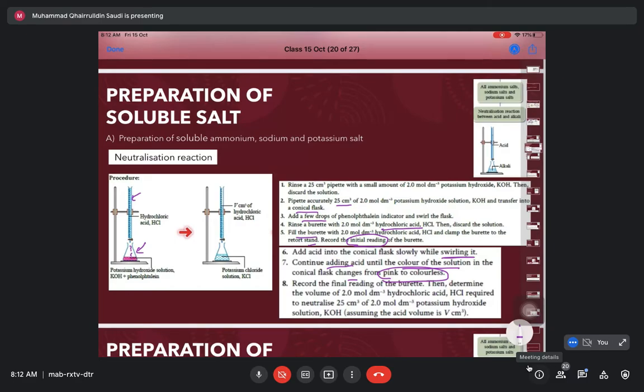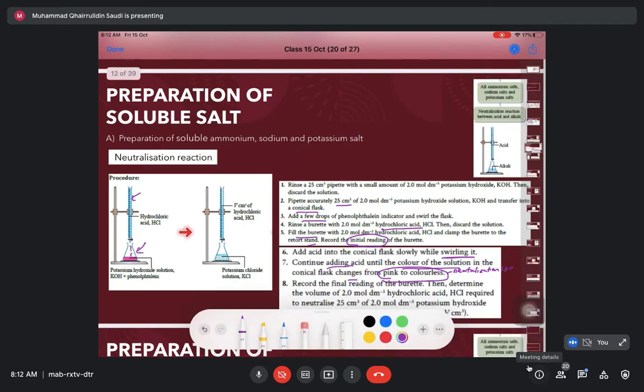Dari pink ke tak berwarna. Yes, dari pink ke tak berwarna. What does that mean? Apakah yang dimaksudkan? Kenapa berlaku perubahan pink to colourless tu? What happened actually? The neutralization. Yes, neutralization are complete. Okay, kita cakap the neutralization are complete ataupun the solution dah neutral.